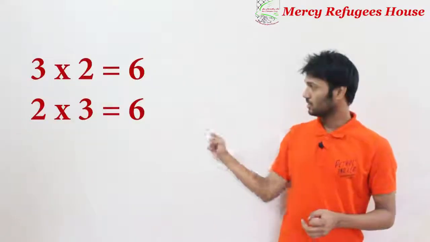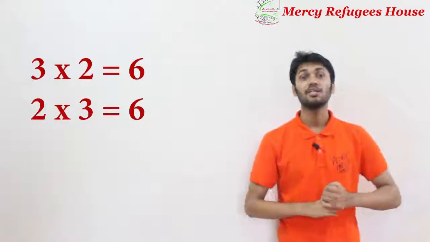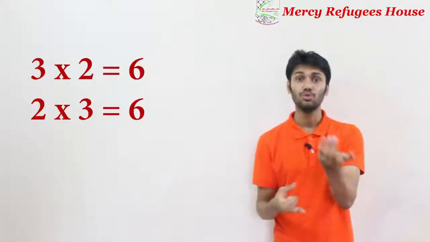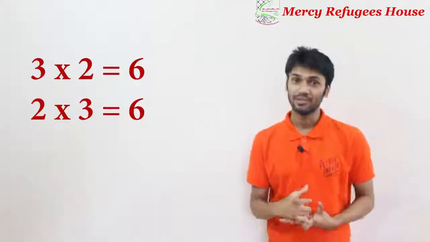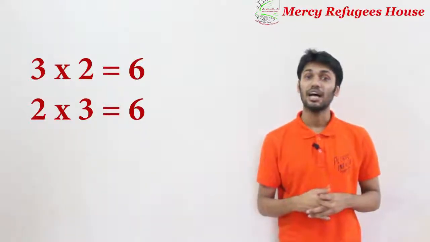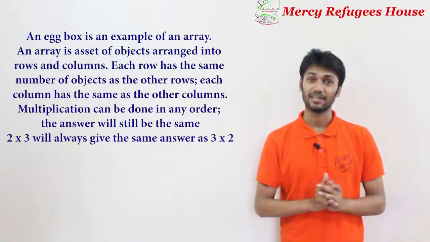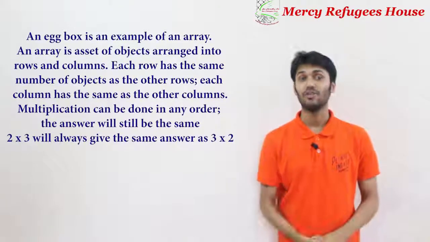Such as 3 times 2. It would always give you the same answer as 2 times 3. However you are finding the answer, it should always remain the same. This is arrays. Look into the definition and it is given there. This is the definition of arrays.